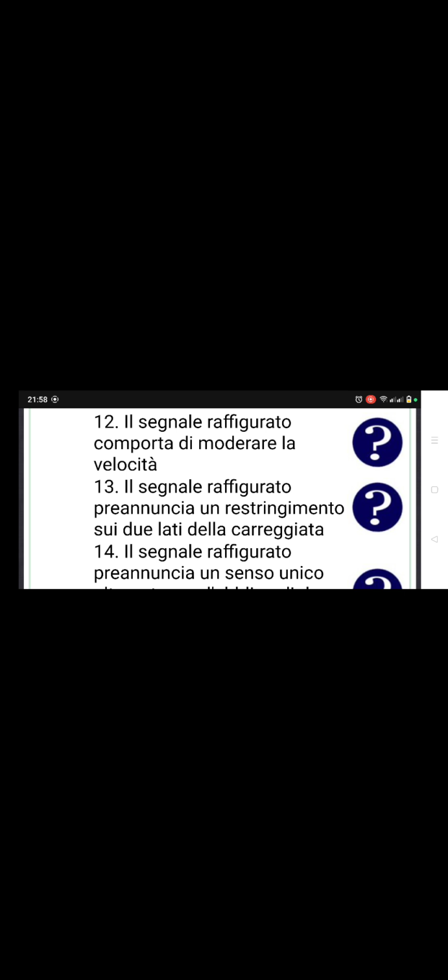Number 12. Il segnale raffigurato comporta di moderare la velocità. Yes. So this signal is asking us, inviting us, to moderate the velocity, and it's true.